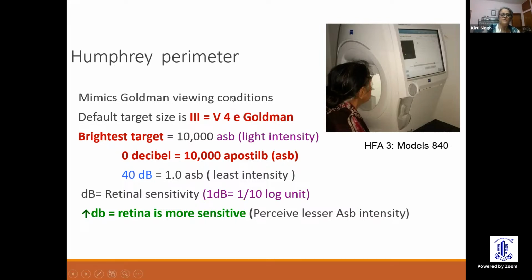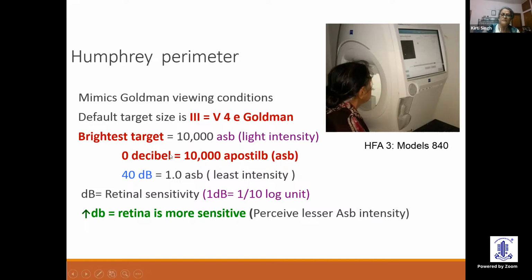So in the exams, you may invariably be given a Humphrey perimeter printout to interpret. So remember, Humphrey perimeter mimics the Goldmann viewing conditions. The default target size is 3, which is equivalent to 5/4 of Goldmann. The brightest target is 10,000 apostilbs. However, 10,000 apostilbs is very difficult to place on the field. That is why you convert it into decibels.